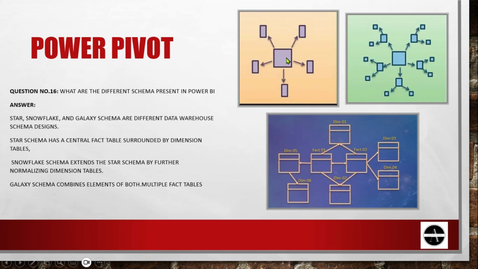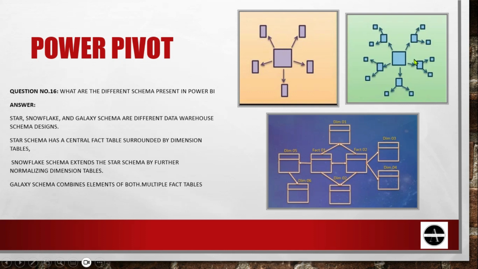The second schema is a snowflake schema, which extends the star schema by further normalizing the dimension tables. See, here in the picture you can see the dimension tables have more dimensions. So this is called a snowflake schema, where one fact table is there, then dimension tables are there in the form of a star, and again more dimensions are present in the second dimension. Okay, so this is a snowflake schema.